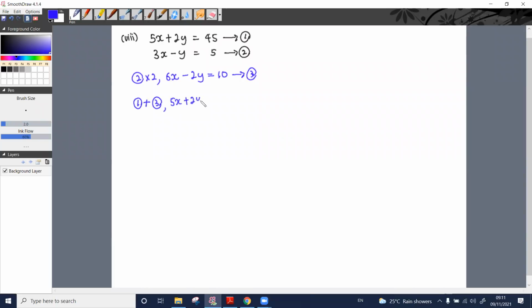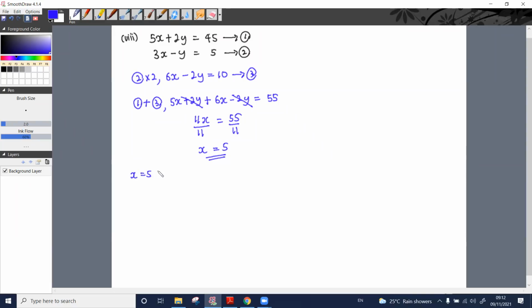5x plus 2y, plus, sorry, not 3x minus y, that is 6x minus 2y equals 55. Now see, plus 2y and minus 2y we can easily cancel. We will be left with 11x equals 55. Divide both sides by 11, then x should be equal to 5.